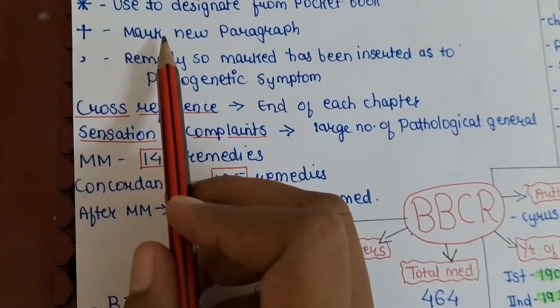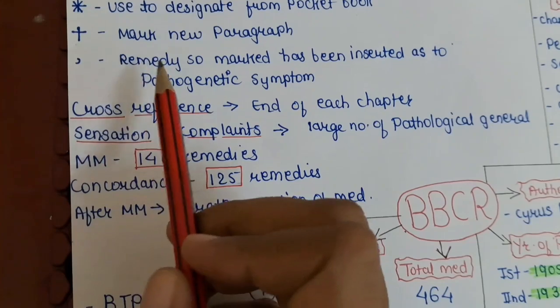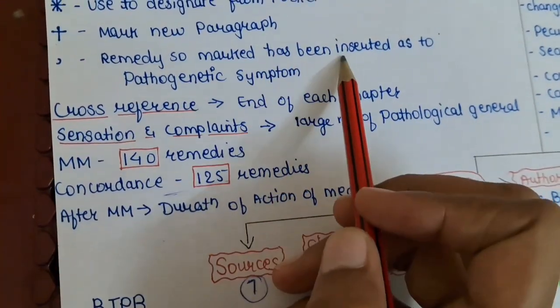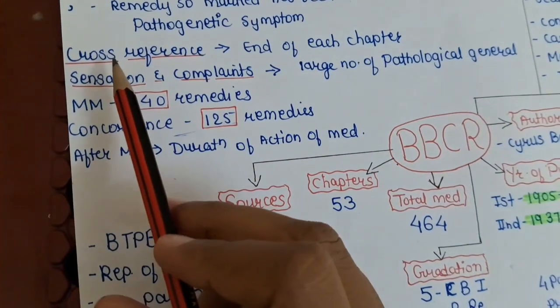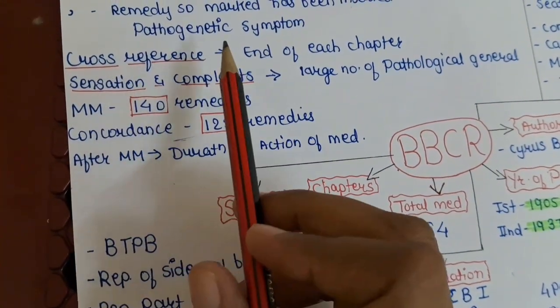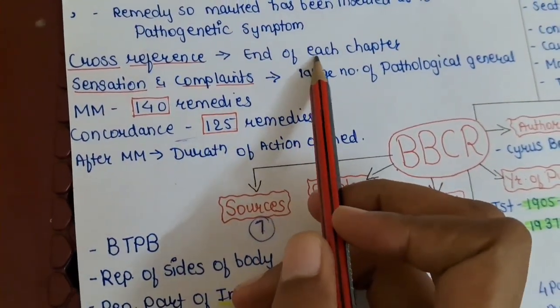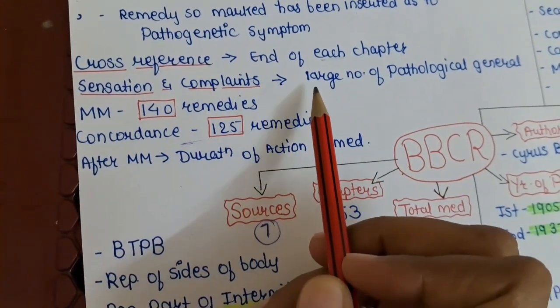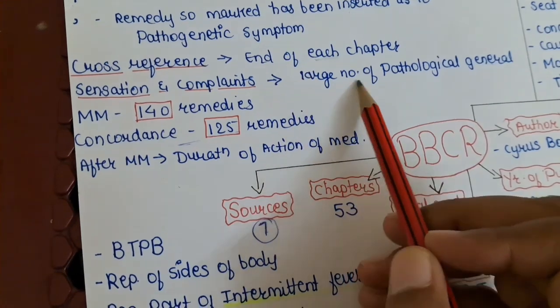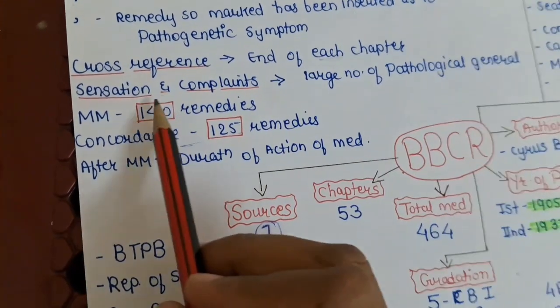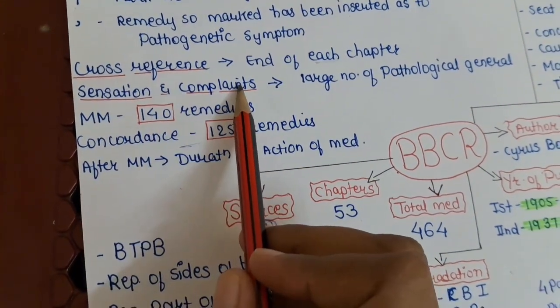And this plus sign is for a new paragraph. This comma: the remedy so marked has been inserted as to pathogenetic symptom. Then just now we saw about cross reference. That cross reference is given at the end of each chapter. Then sensation and complaint. It has a large number of pathological general rubrics given in the sensation and complaint chapter.